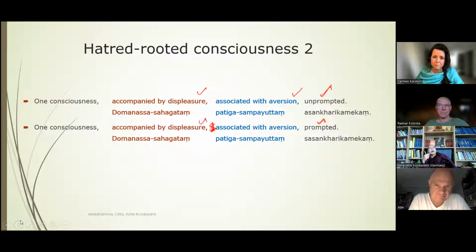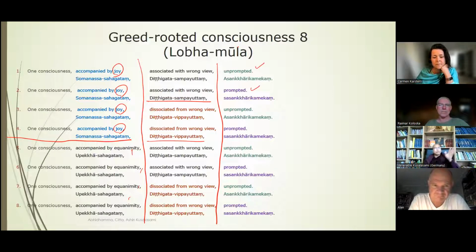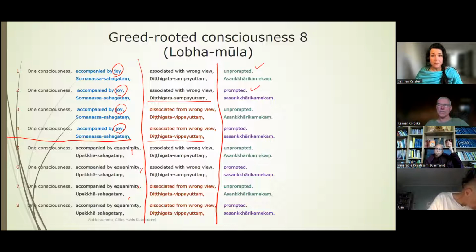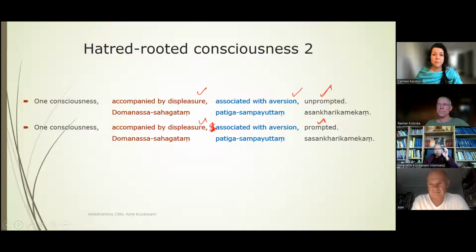You know, for example, in the lobha-mula citta, greed-rooted consciousness, I can still think it's not good action, or I should not steal others' property. You can find that action there, but in hatred-rooted consciousness, you cannot find that, because the hatred or unpleasant feeling has already happened.